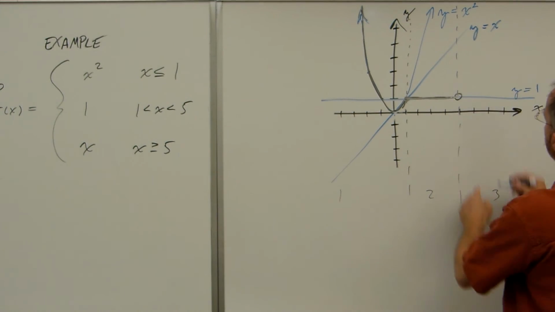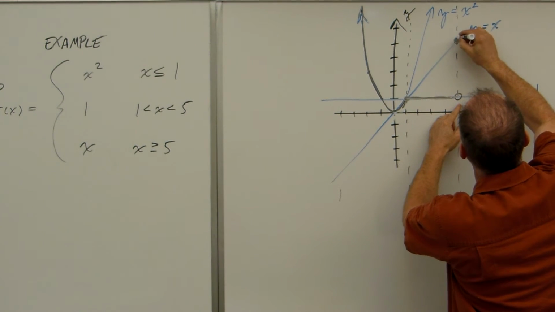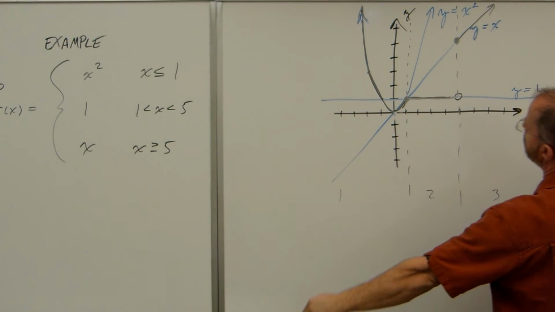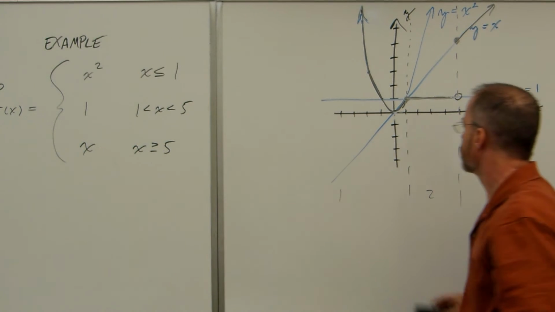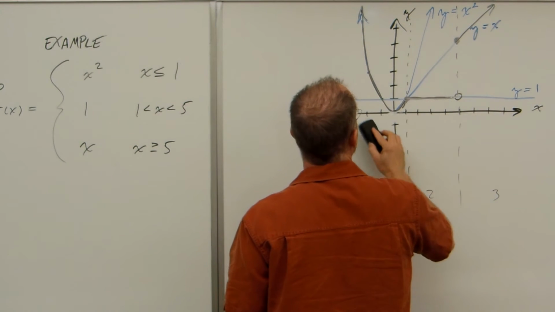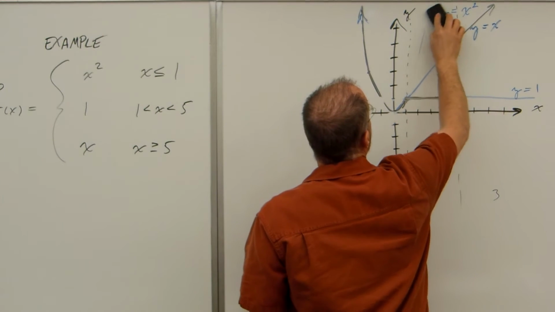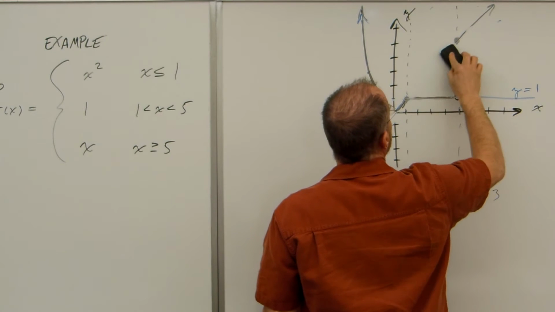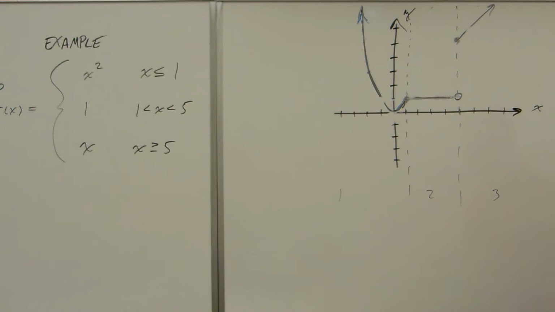And let's see, I want to start up here on this vertical line. So actually, (5, 5) is a point on this graph. And then I want to continue with the rest of this line for the rest of x's out to infinity. So now let me erase the parts of these graphs that I wasn't including in my piecewise defined function. And I'm going to get an overall graph that looks sort of like this.